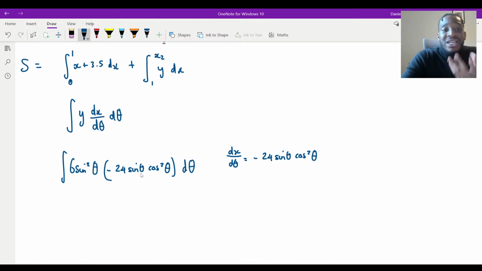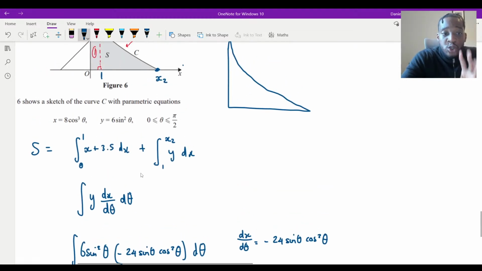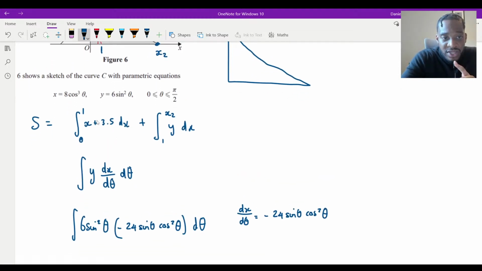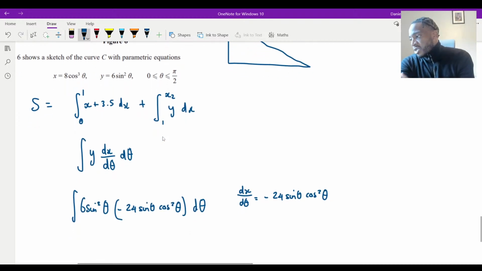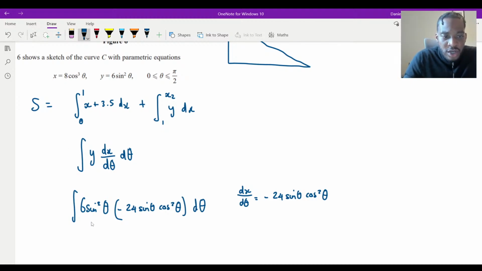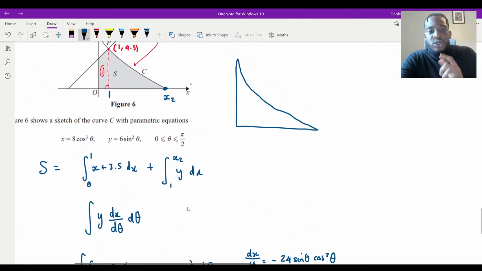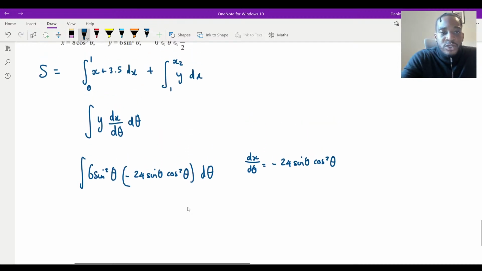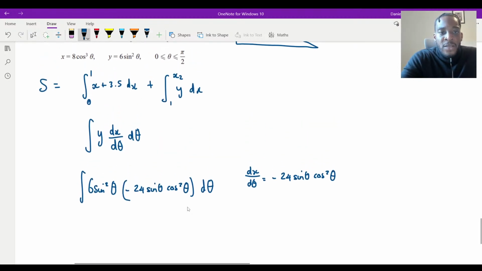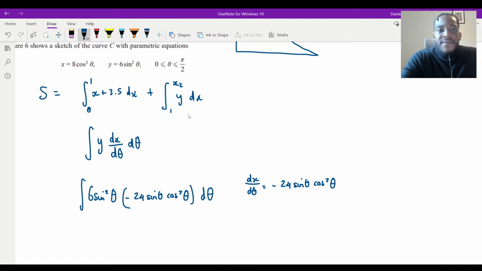Now, obviously, we need limits though, don't we? Remember, the area of S is two parts. It's the area of that one there and that one there. I'll do the harder part first because it's hard, and I'll do this integral at the very end, right? So we've got 6 sine squared theta minus 24 sine theta cos squared theta d theta. We need the limits here. Now remember, this is parametric integration. So this is what I like to do when dealing with integration: let me get this limit actually.